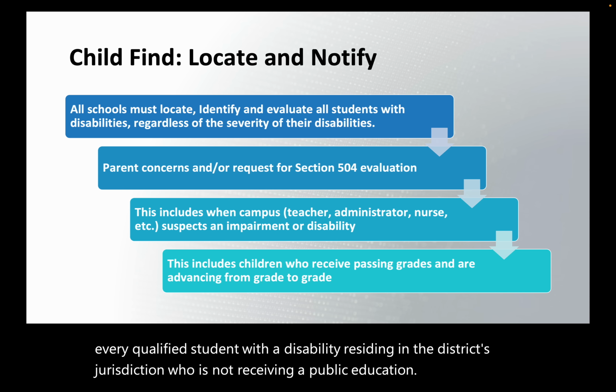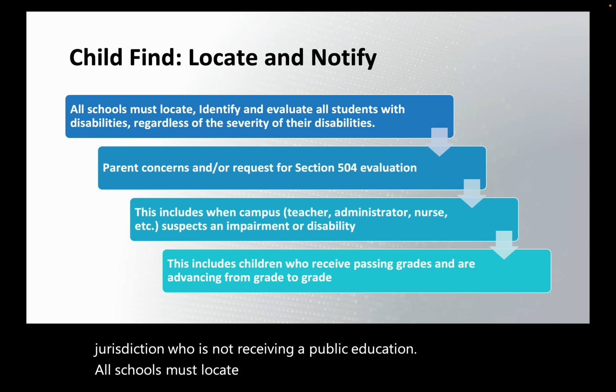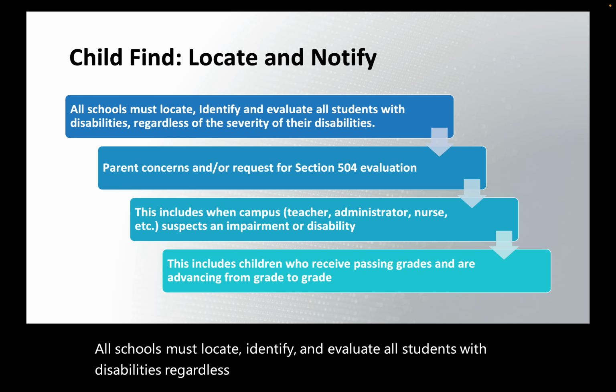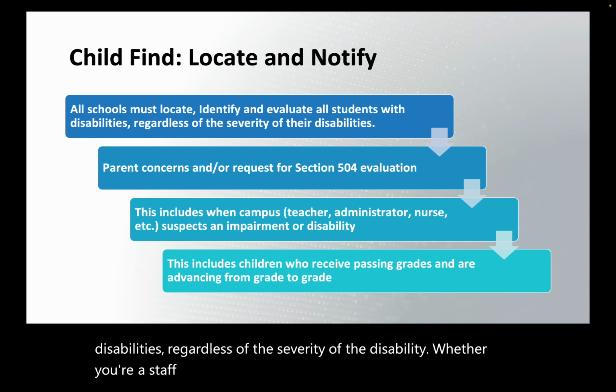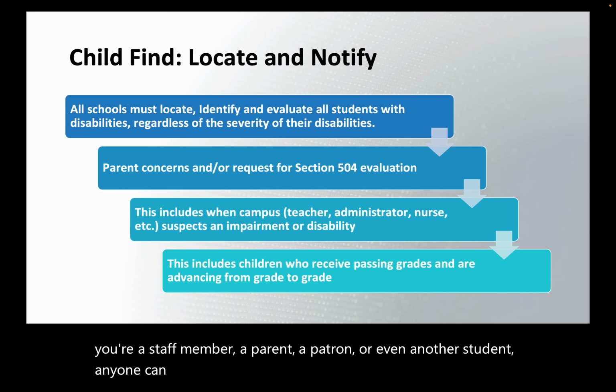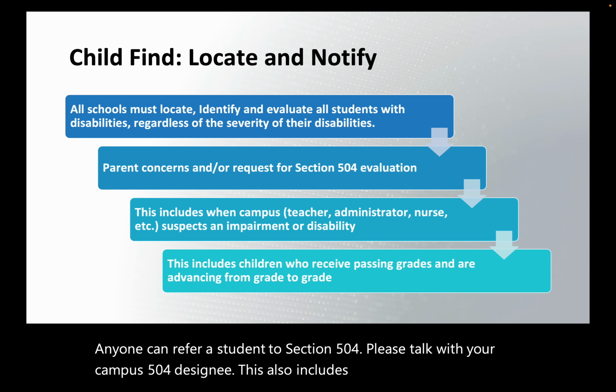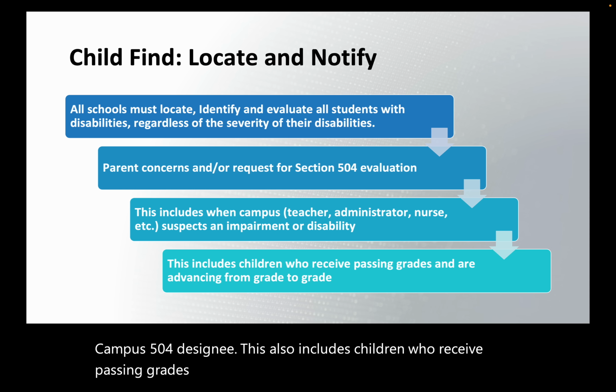All schools must locate, identify, and evaluate all students with disabilities, regardless of the severity of the disability. Whether you're a staff member, a parent, a patron, or even another student, anyone can refer a student to Section 504. Please talk with your campus 504 designee. This also includes children who receive passing grades and are advancing from grade to grade.